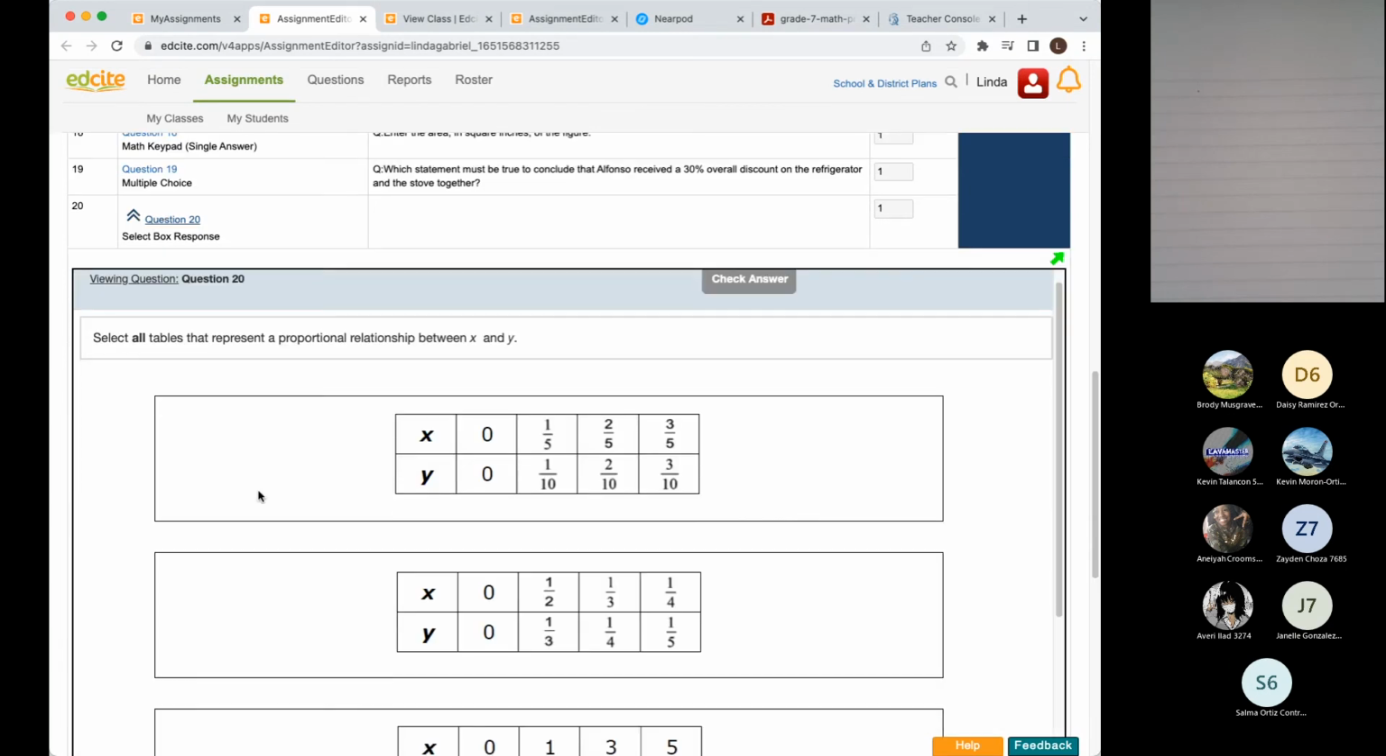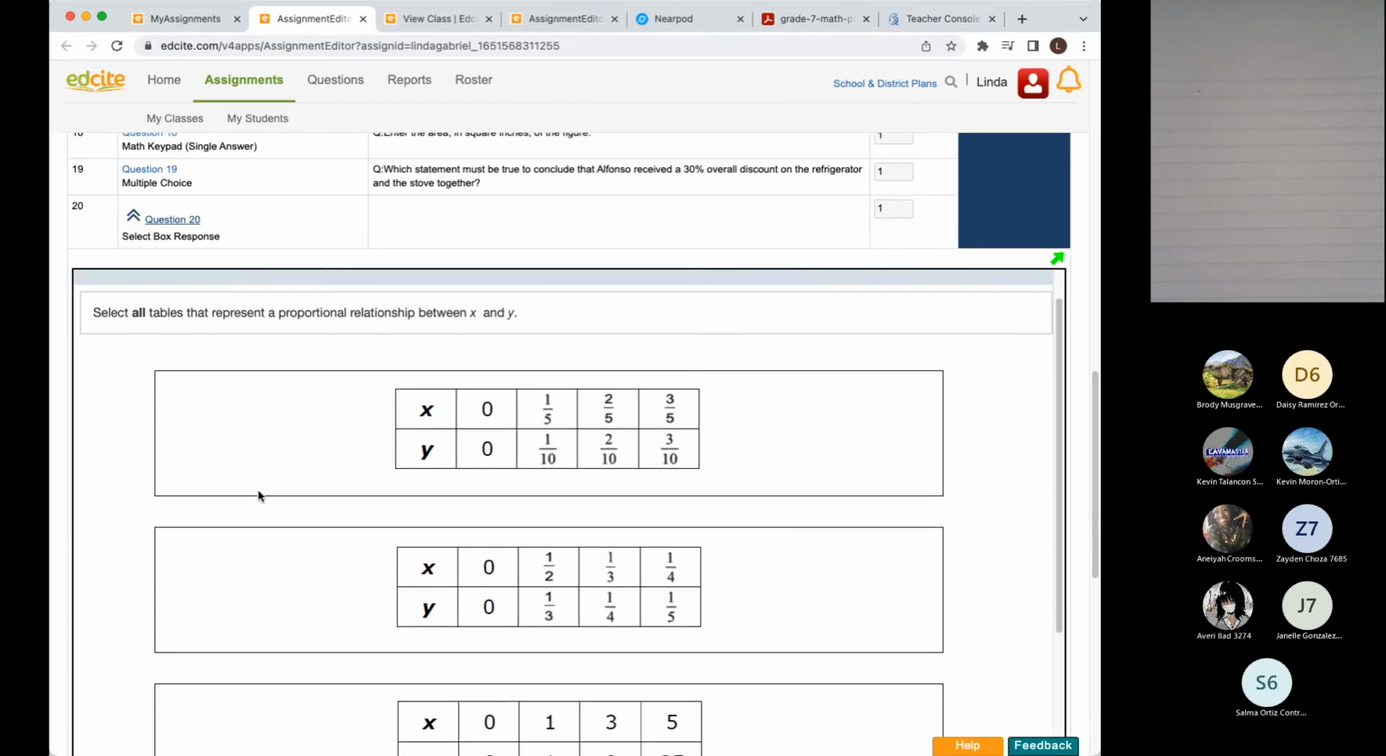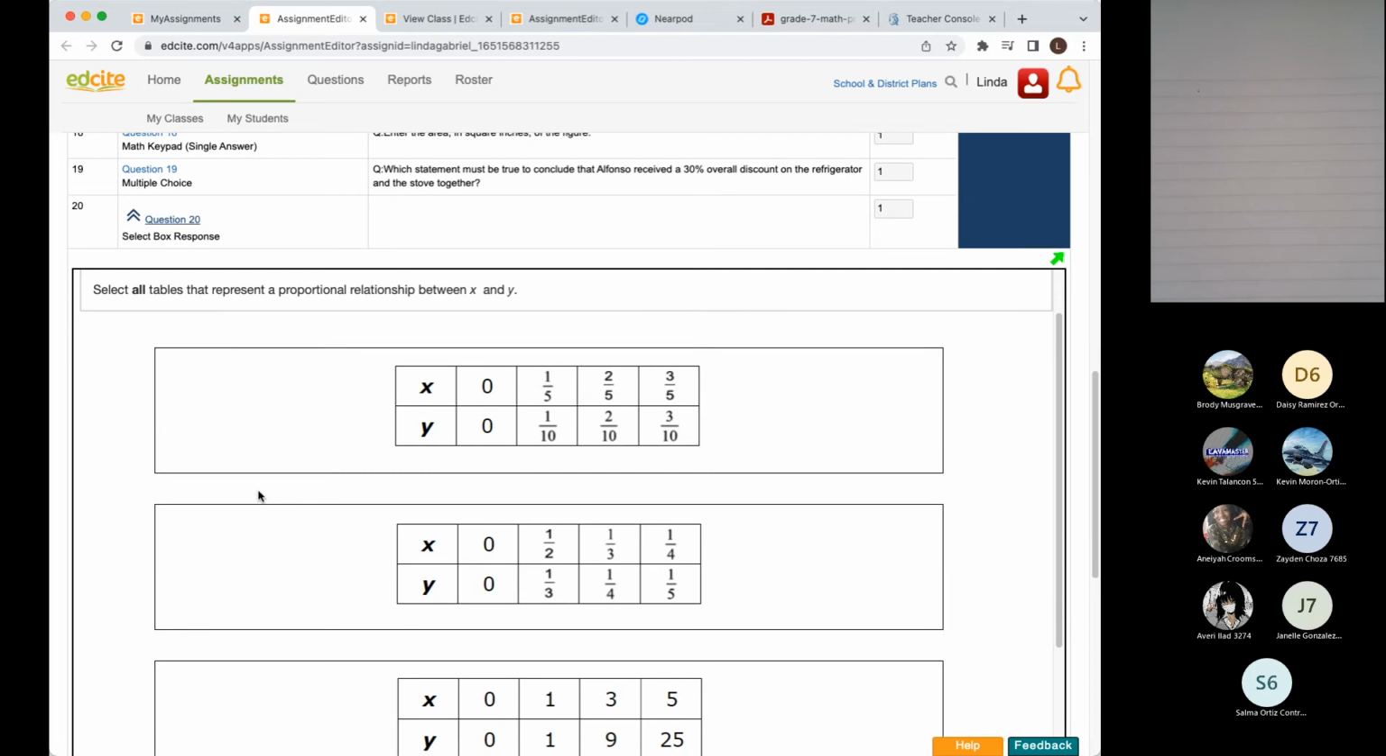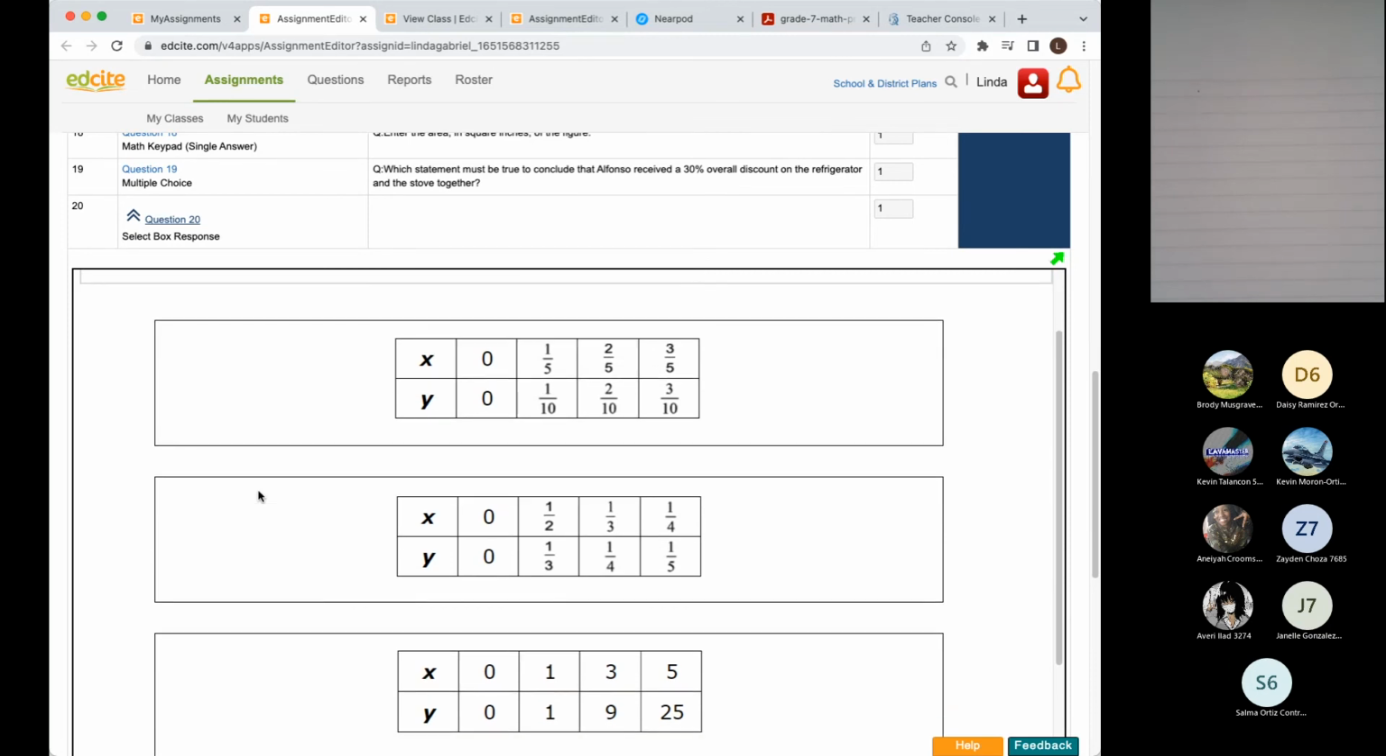Let's see. Should we do number 20? Select all tables that represent a proportional relationship between X and Y.